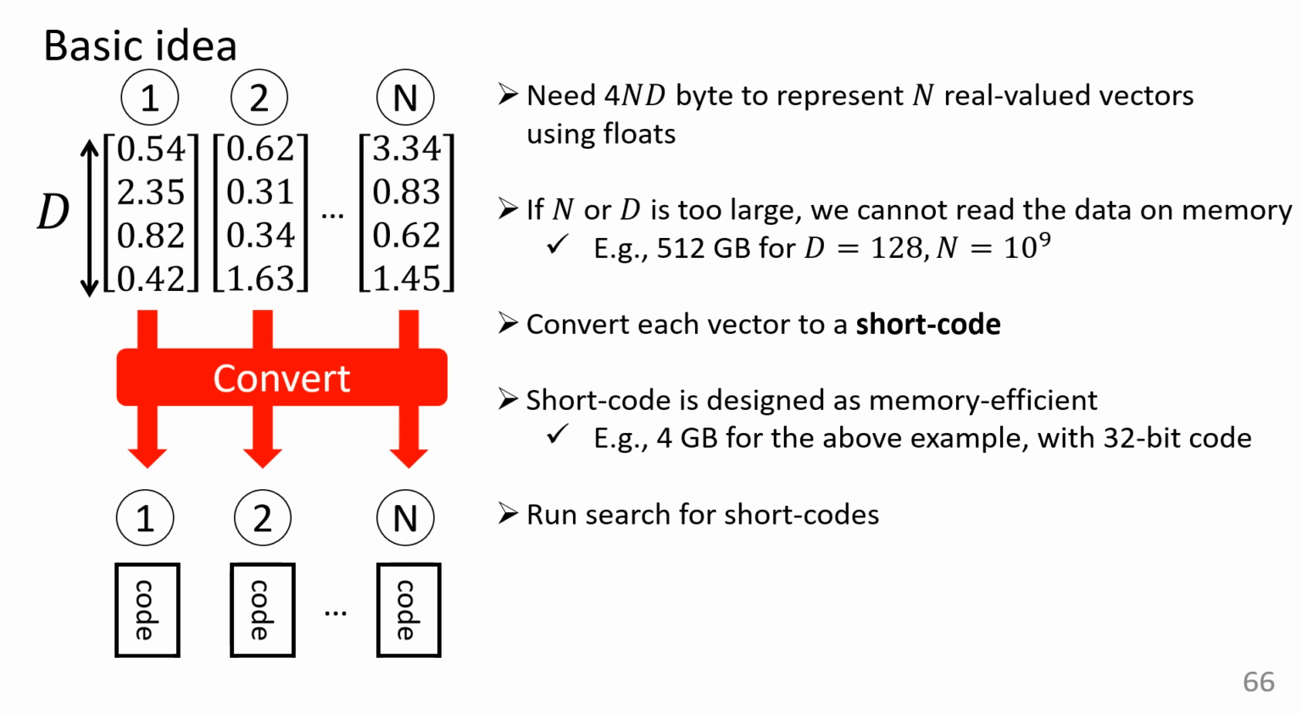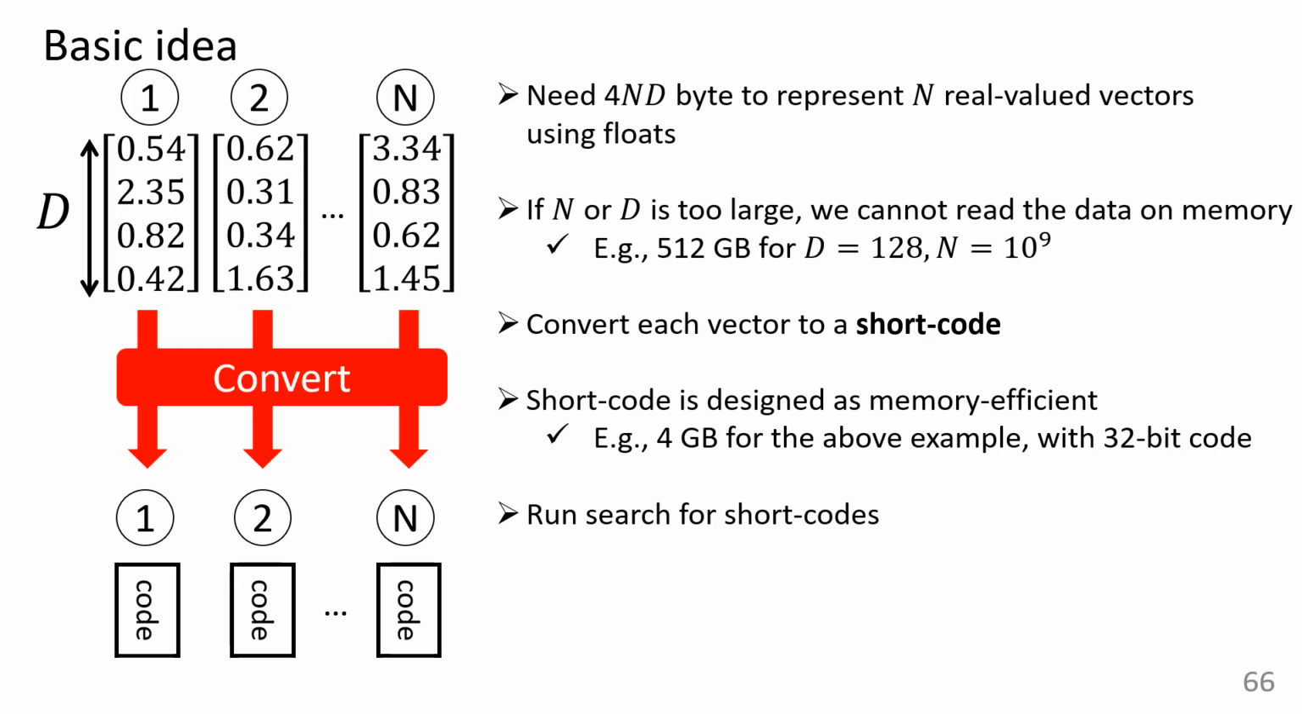The basic idea here is that we convert an n-dimensional feature vector into some form of short code. Because for this data, we need at least 4ND bytes to represent these vectors, because if each element is a 32-bit float, that means 4 bytes. So 4ND is required, of course. If N or D is too large, we cannot read all of the data into memory. For example, if D is 100 and N is 10^9, then the data takes 500 gigabytes, so we cannot read everything.